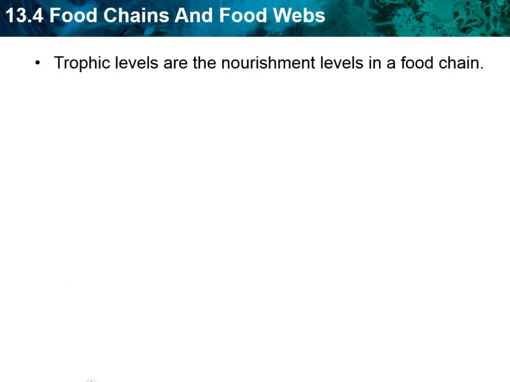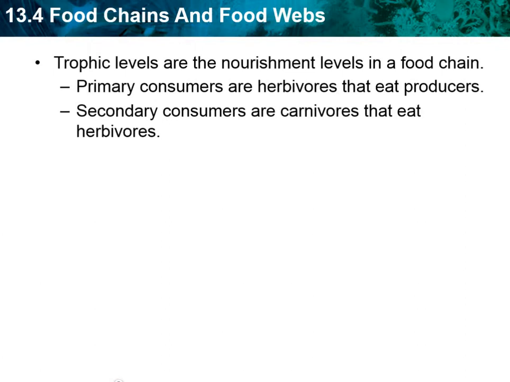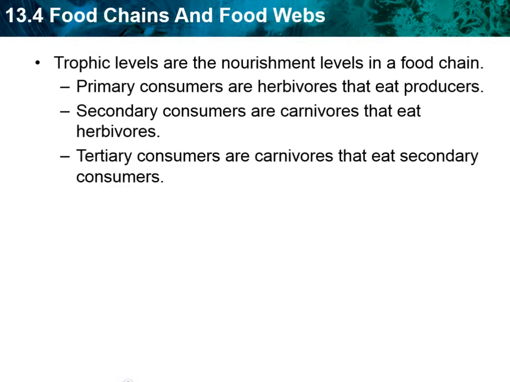We have the trophic levels. A trophic level is a nourishment level in a food chain. Each step in a food chain is referred to as a trophic level. So you have primary consumers, which are herbivores that eat producers. Then you've got secondary consumers. They're going to be the carnivore that eats the herbivore. And then you will have tertiary consumers, and they're carnivores that eat secondary consumers.